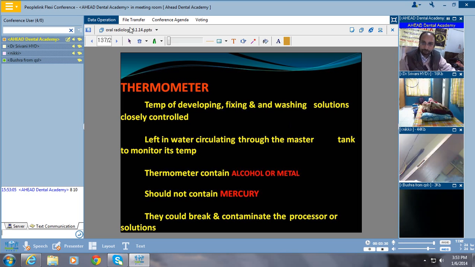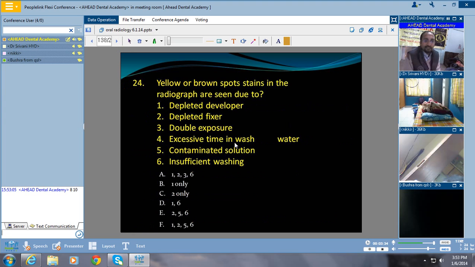Okay. So this is the next question now. Yellow or brown spots or stains seen in the radiograph are seen due to. What is the most common cause of the yellow or the brown spots? Probably you would have seen it during your UG time, in which a radiograph that has been old starts showing yellow or brown stains. So what do you think would be the probable reason out of all these 6? Take your time.